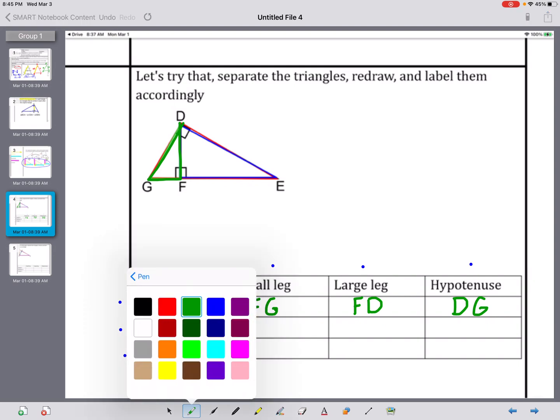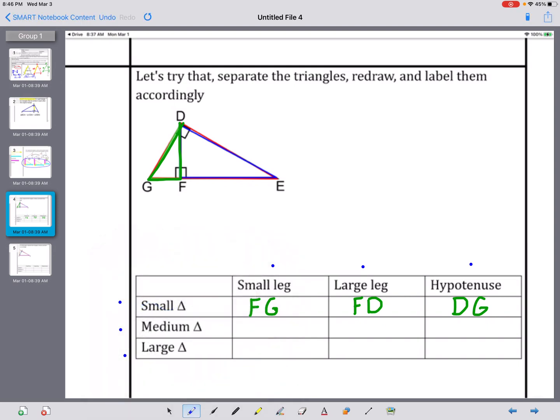Now, one thing I do want to point out, as I'm putting in those letters: if I reverse the letters, for example, the small leg, if I put GF, it's the same thing as writing FG. And the large leg, if I put DF, same thing as FD. The hypotenuse, if I put GD, it's the same thing as DG. The order that you write the two letters is not important.